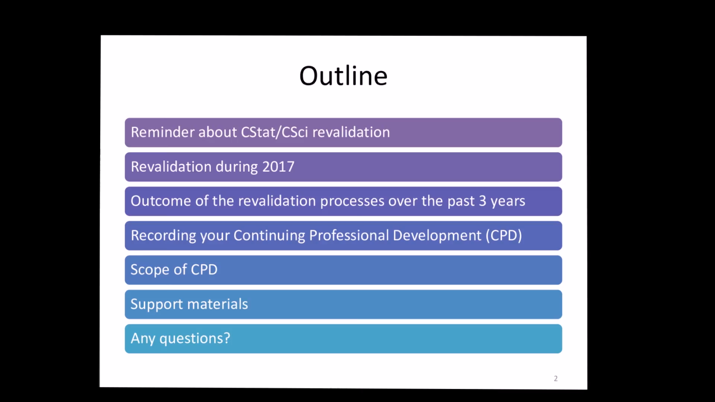You may recall we announced the introduction of revalidation for CStat at the beginning of 2012, with the first cohort undergoing revalidation in 2014. So we will summarize the outcome of the first 3 cohorts to go through the revalidation process in 2014, 15, and 16. Hopefully this will give a sense of how revalidation operates and the possible outcomes for those members involved in the process.